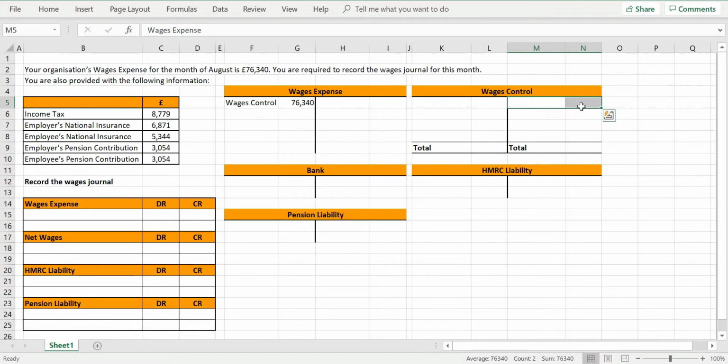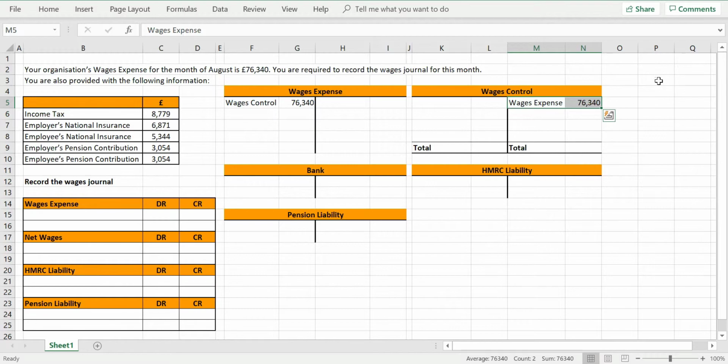Now we'll record it in the wages control purely and simply to control what we then post for the other journals. And what I mean by that is just making sure that we've got it right, because it's really important that we pay our employees correctly, that we pay HMRC and pension liabilities correctly and accurately as well. So to finish off the wages expense, we would credit wages control, as you can see here. So that's the first journal, recording the wages expense.